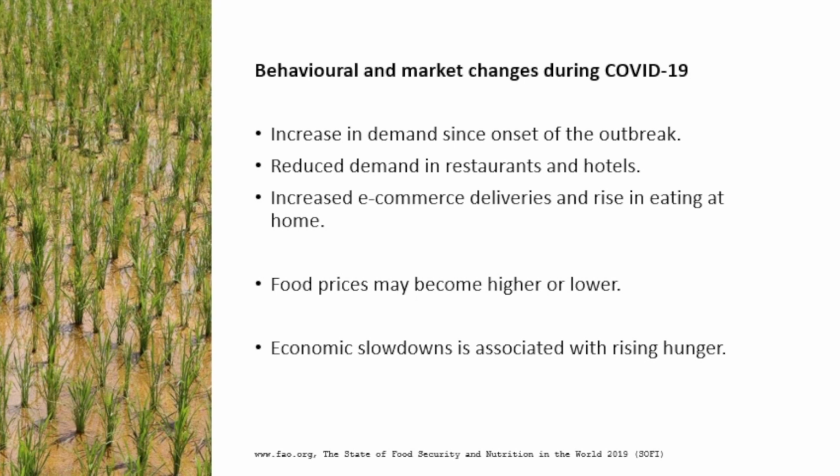Food prices might become higher or lower. They might increase for high-value commodities like meat and fish due to less availability. They may also drop if production is available but demand collapses. The consumption of animal products might drop because of the fear of getting the virus through eating animals, and that's not evidence-based. We know that economic slowdowns or contractions have been associated in the past with rising levels of hunger.